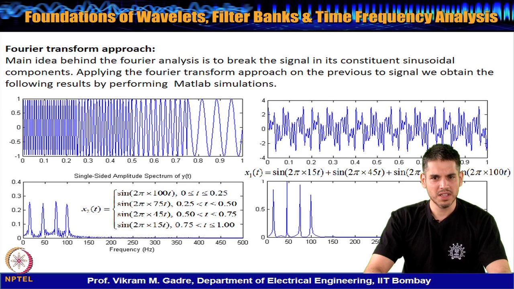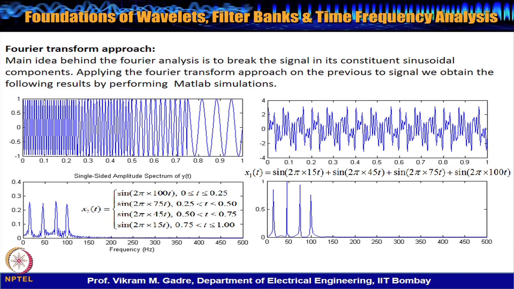Now as we have seen in the underlying equation of these two signals, the sinusoidal components in x1(t) are present throughout the time, whereas in the second signal x2(t), these four sinusoidal components occur at different instants in time. But now if we look at the magnitude plot or the amplitude spectrum of both these signals, what we will see is represented below.